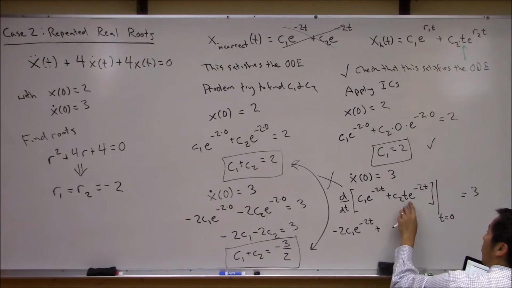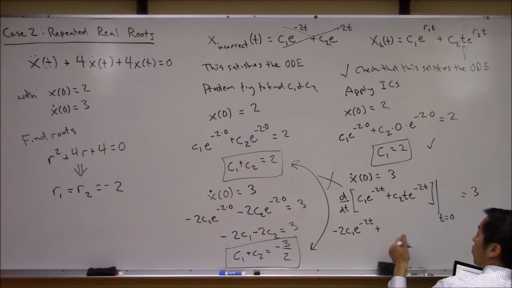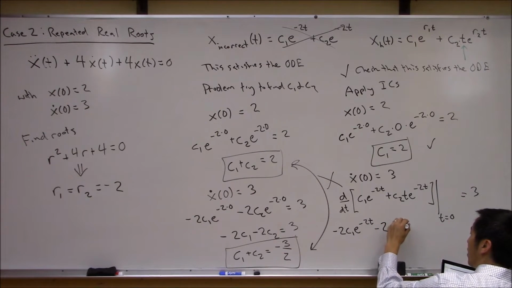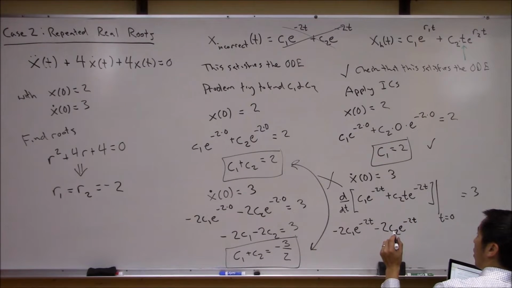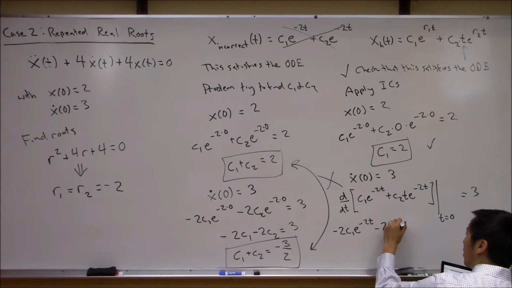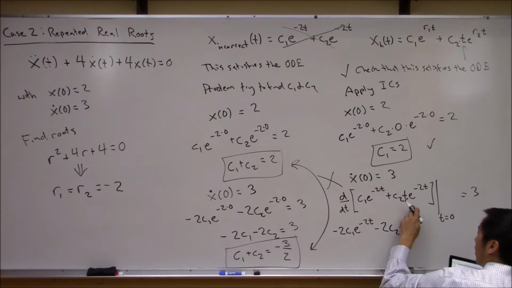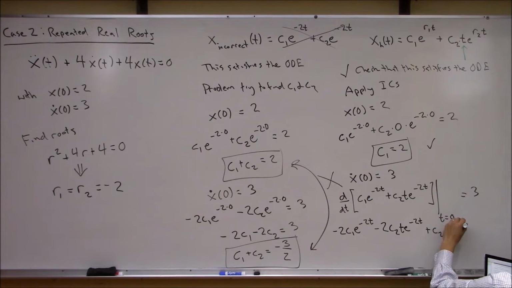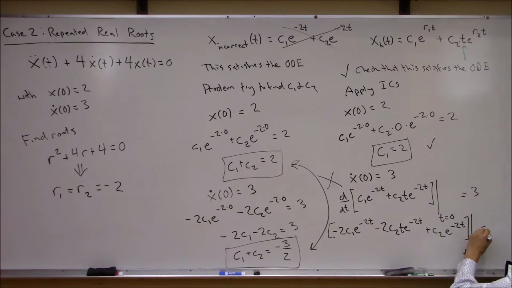Here's where it's interesting. You have to apply your good old product rule here, because you have a t and another function of t. So this is minus 2c2 e to the negative 2t times t. I almost messed up my product rule myself. So this is t e to the negative 2t, plus c2, and then taking the derivative of t, it goes away, so this becomes e to the negative 2t. That's the whole derivative. Then I evaluate it at t equals 0 and make sure this equals 3.